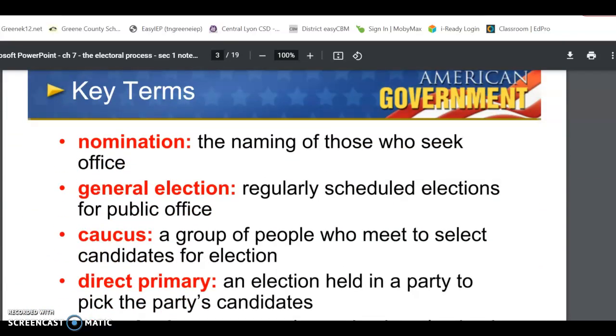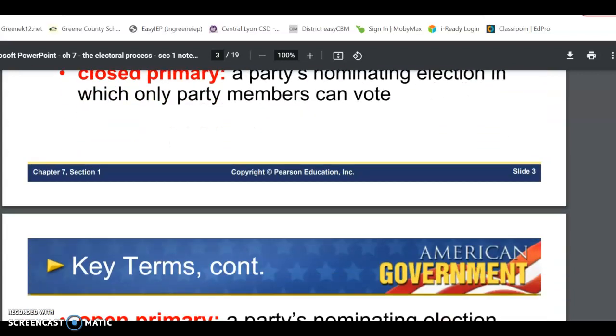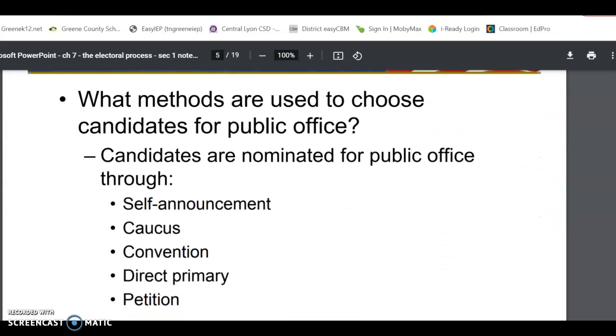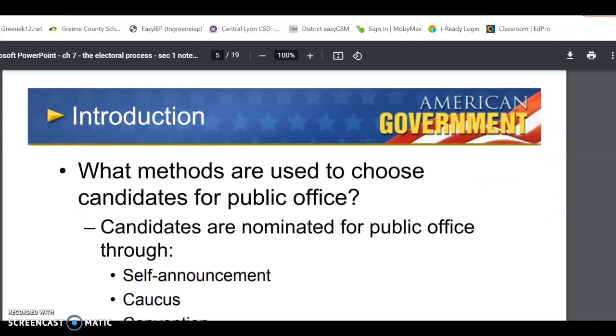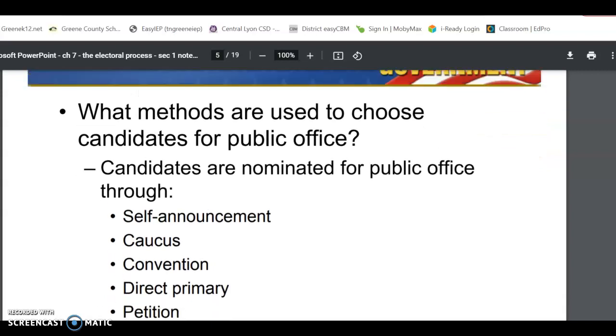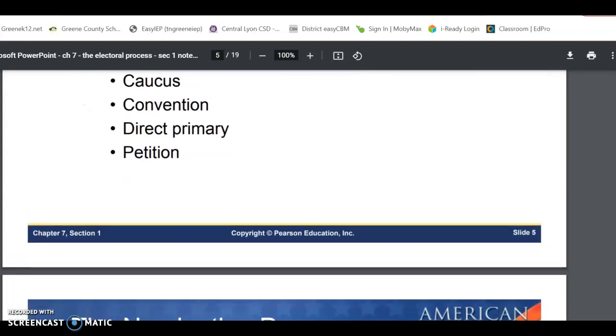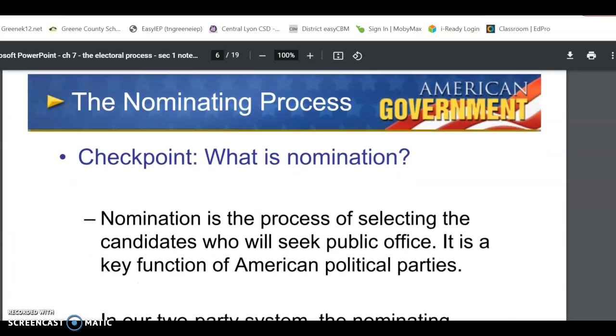Some objectives, here's some key terms, just words with their definitions. And here's where we'll be discussing our focus question today, the methods for choosing candidates to run for public office. And we're going to talk about each of these ways today in the notes. So before we talk about each of the methods to how candidates are put into the primary, to be nominated to run for public office, that is the nominating process. So that's going to be your first heading.